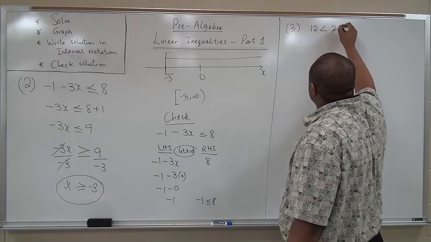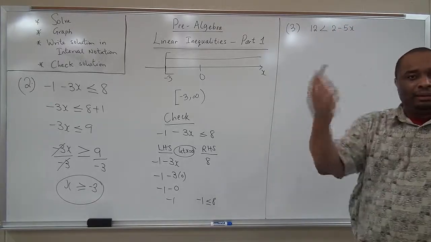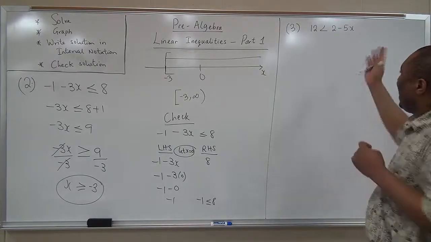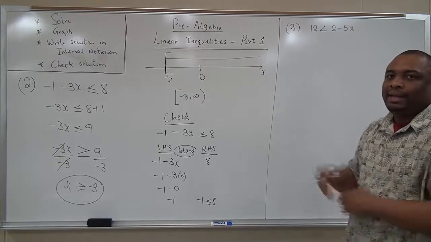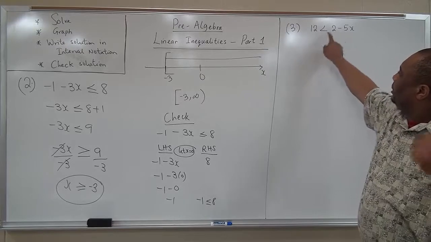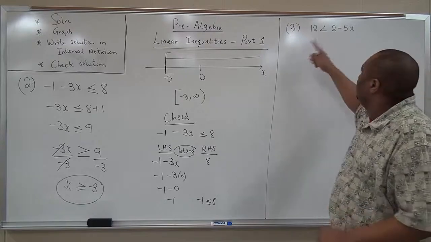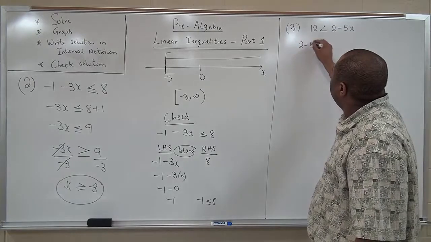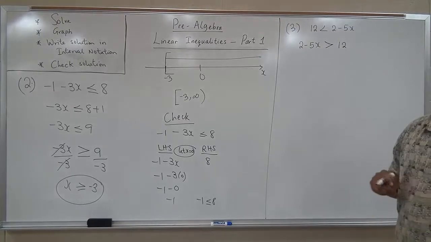Question 3. 12 is less than 2 minus 5x. Now, you see what I told you about, I can solve this with two methods so that you can see if you still want to stick to the other method. It doesn't matter. Because I want my variable to always be on my left, I will just swap. And when I swap, the inequality is reversed. So this will be 2 minus 5x and 12.